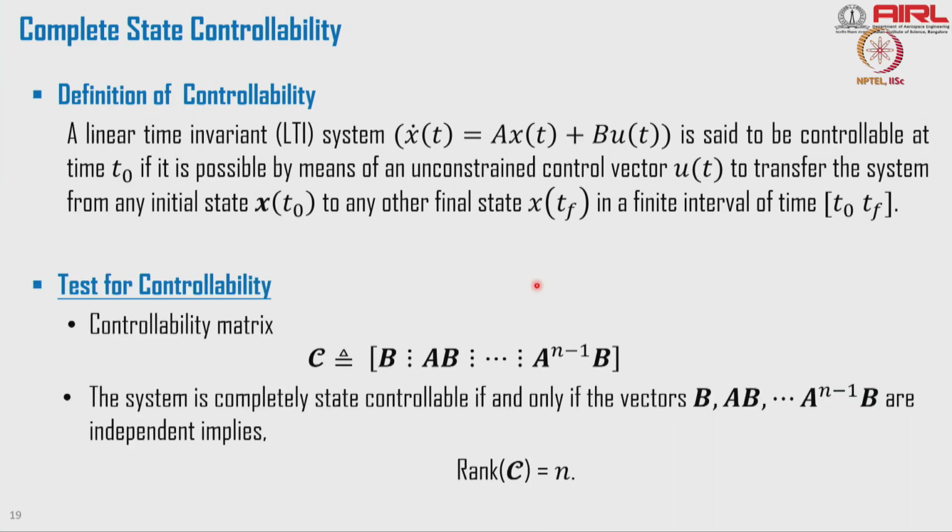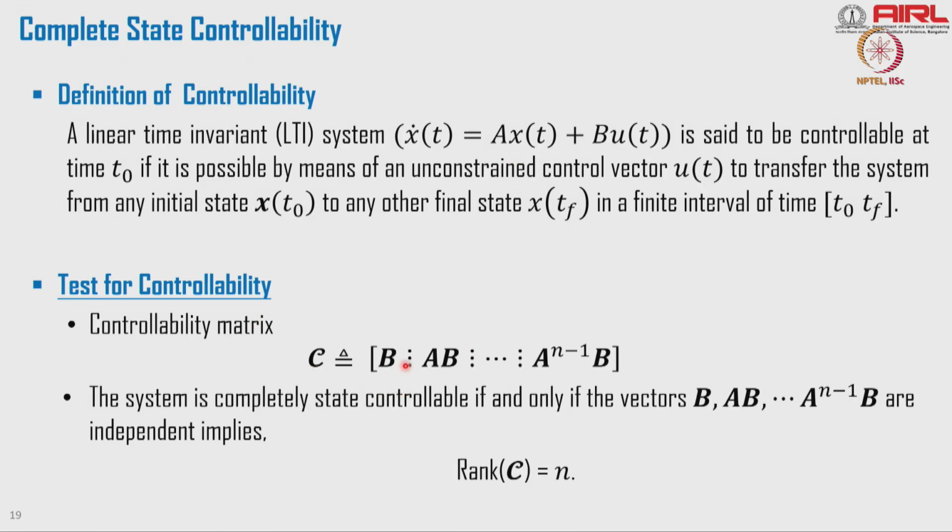How do I determine the controllability? I need to find the controllability matrix, which is C. The controllability matrix is based on A and B of the system matrices: B, AB, up to A power n minus 1 B. These are the columns of the C matrix. If all these vectors B, AB, A power n minus 1 B are linearly independent, then the system will be said to be controllable.